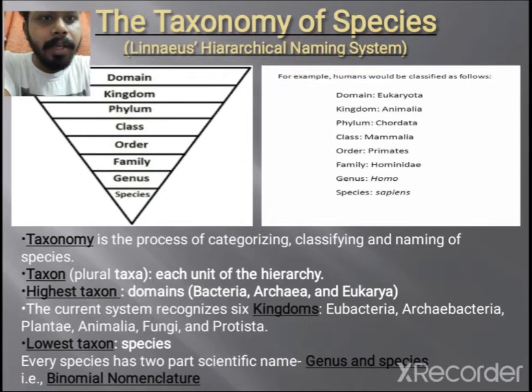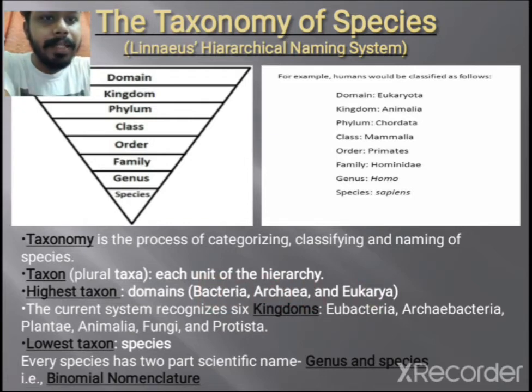Okay, so in this taxonomic hierarchy 8 taxons are present. Each unit of this taxonomic hierarchy is known as a taxon, and here 8 taxons are present. The highest taxon is the domain. And this domain is categorized into 3 categories, that are bacteria, archaea and eukarya. So all the living organisms present in the world are categorized into these 3 domains, that are bacteria domain, archaea domain and eukarya domain.